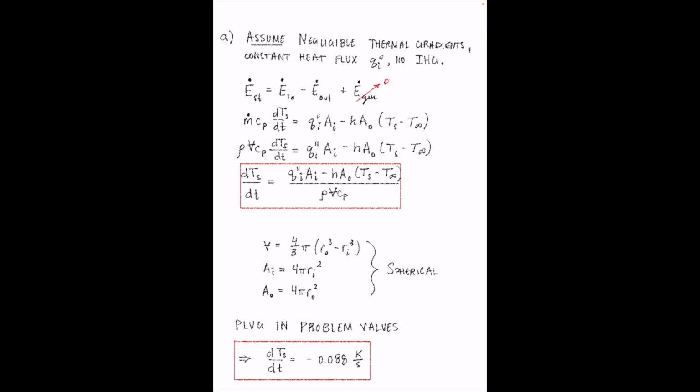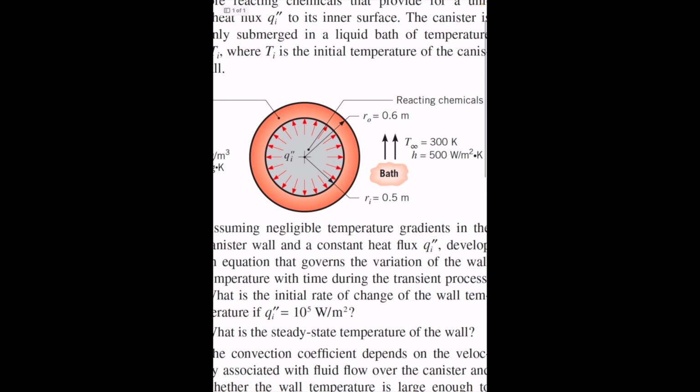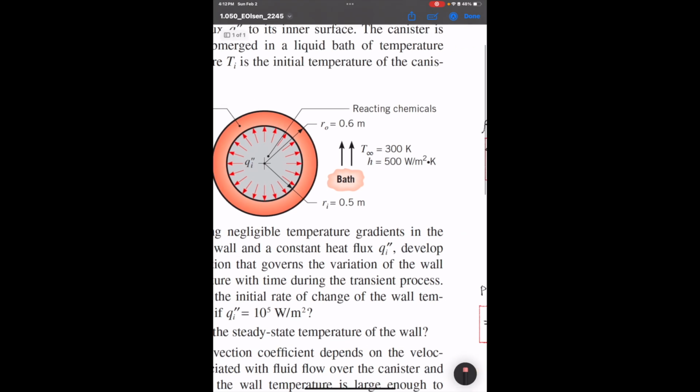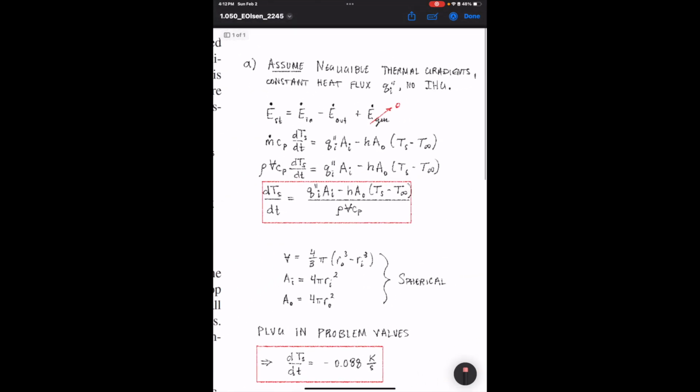For the stored energy, we have the mass times the specific heat times the change in temperature with respect to time, which is equal to our energy in term, which is our internal heat flux on this inner surface times our surface area, minus our convection coefficient times our exterior area times our delta T between the surface and the outer temperature.